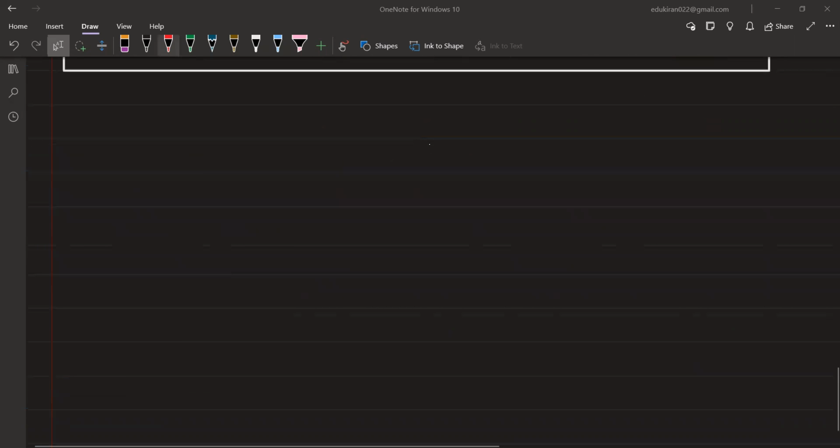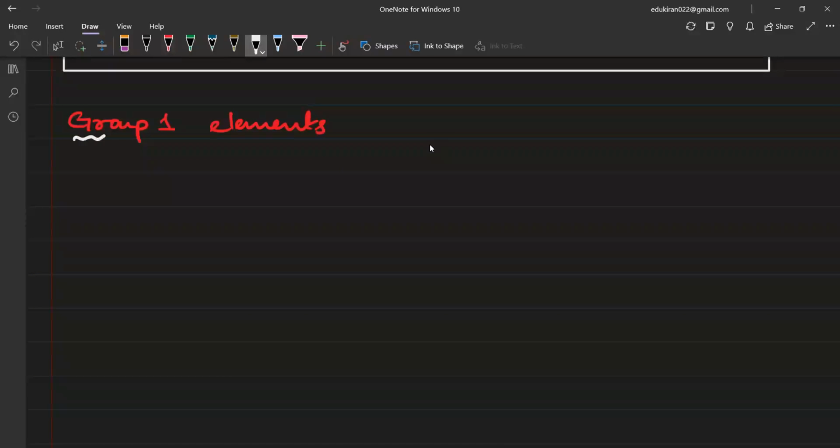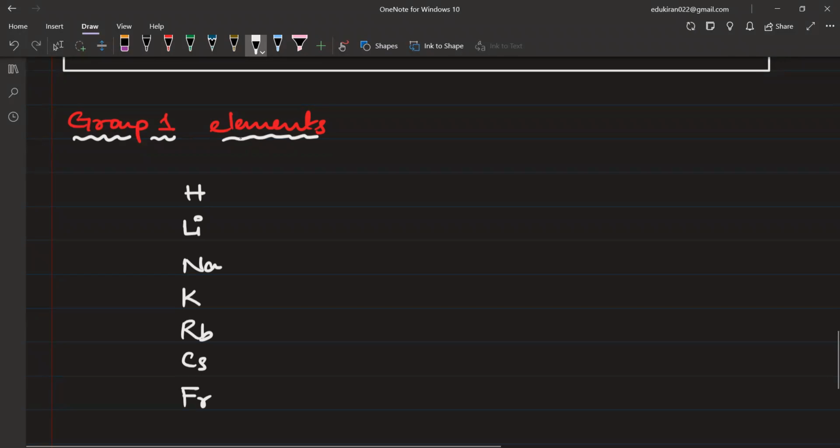Write the group 1 elements. So the group 1 elements are hydrogen, lithium, sodium, potassium, rubidium, cesium, and francium.